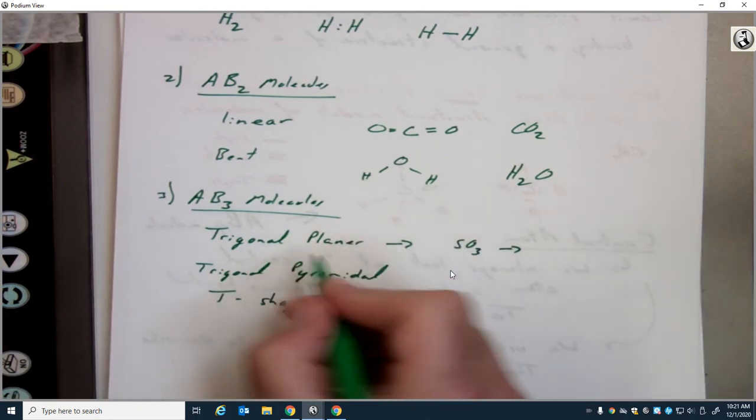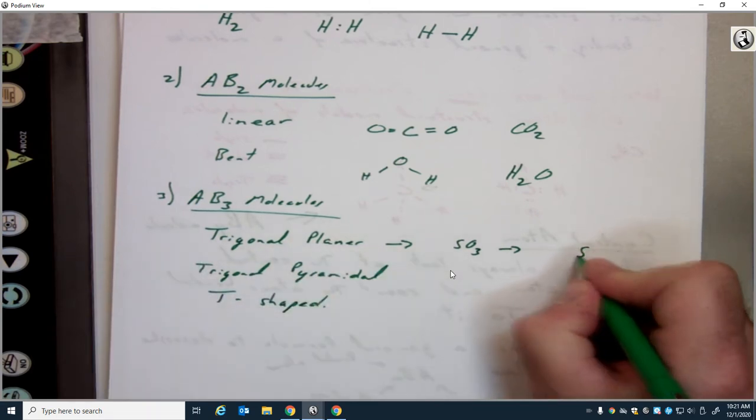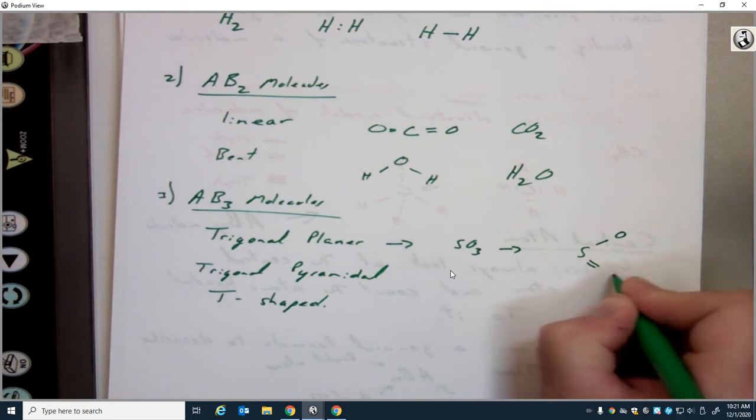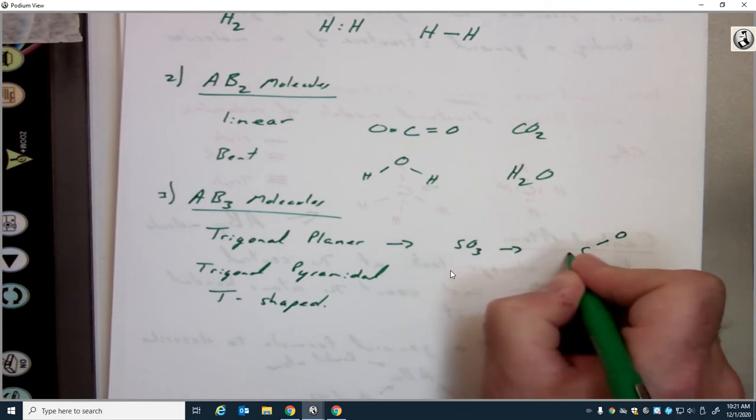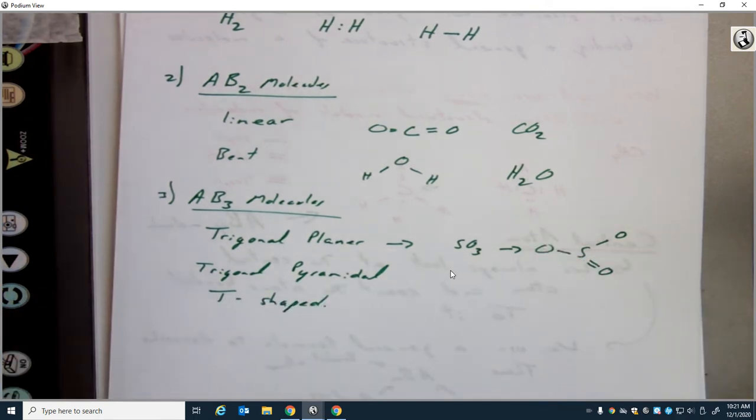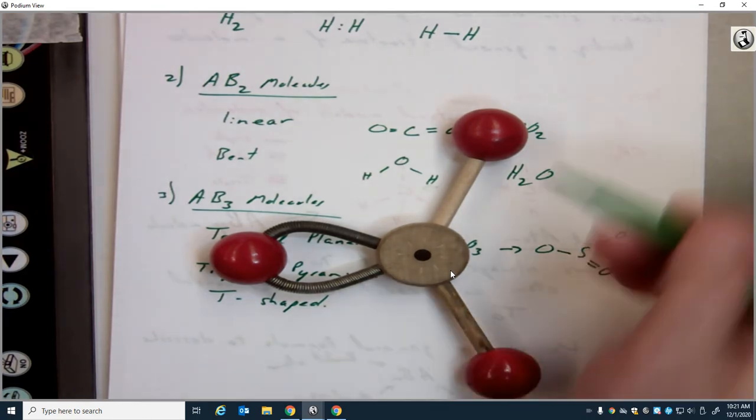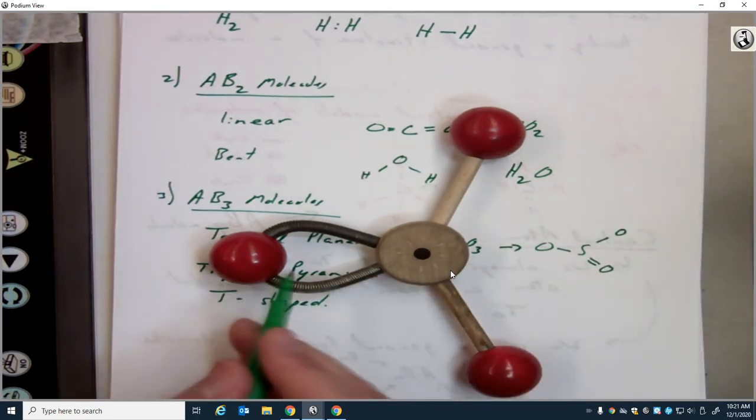And in this molecule, we're going to have sulfur in the middle. There's an oxygen coming here, an oxygen that's double bonded, and an oxygen here. And it forms this trigonal planar. And they're all in the same plane. And here it is. Okay, so this would represent my sulfur. Here's my oxygen, oxygen, and here's my double bonded oxygen.